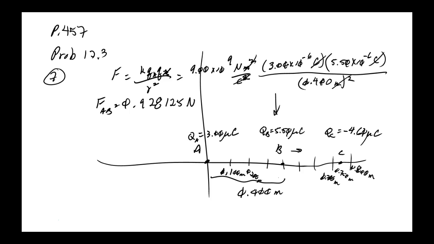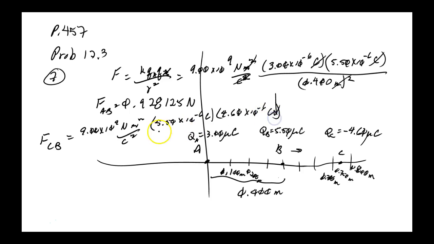Okay. So the force of C on B is going to be 9.00 times 10 to the 9th newton meter squared per coulomb squared times 5.50 times 10 to the minus 6 coulombs times, now you don't need to worry about the sign, just write down the magnitude, 4.60 times 10 to the minus 6 coulombs. Divide that by, now what's the distance between those two?